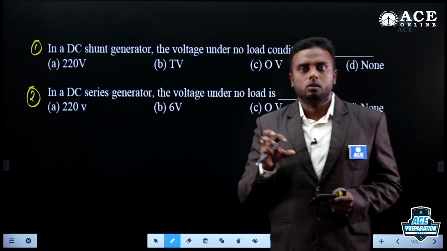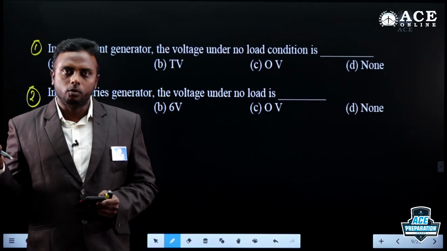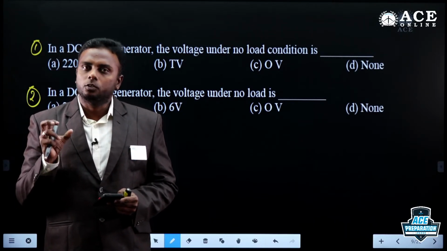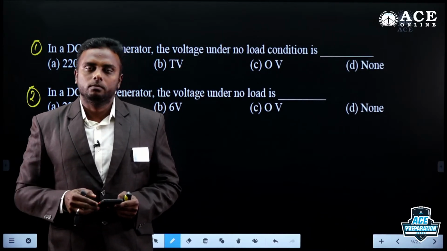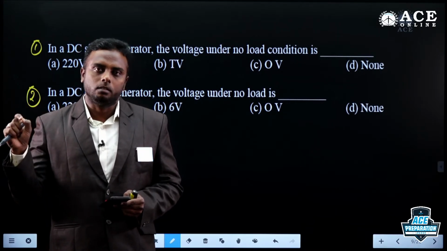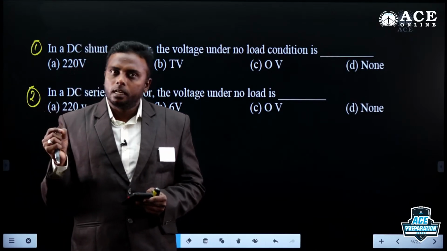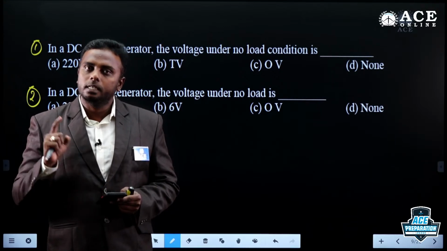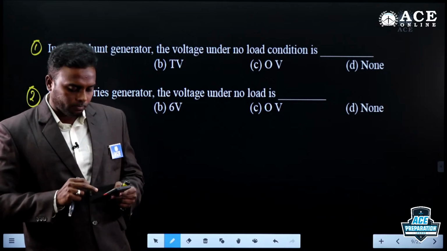Those of you who have an idea of self-excited generators, shunt, series, compound: these are self-excited generators. In these self-excited generators, we should have some conditions to induce EMF, otherwise voltage will not be induced. Like residual flux, and the field winding should be properly connected with the armature. Okay, and the resistance of the field winding should be less than the critical field resistance, and the speed of the generator should be greater than the critical speed. Okay, so these conditions are important.